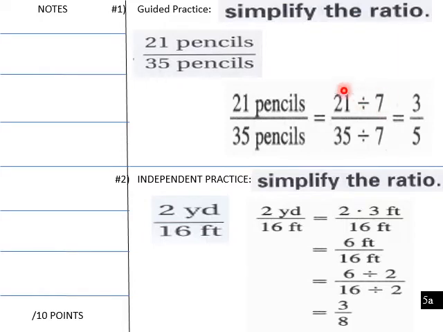It'd be 7, so we could divide both numerator and denominator by 7, and we get 3 to 5 here. So this ratio would be 3 to 5.